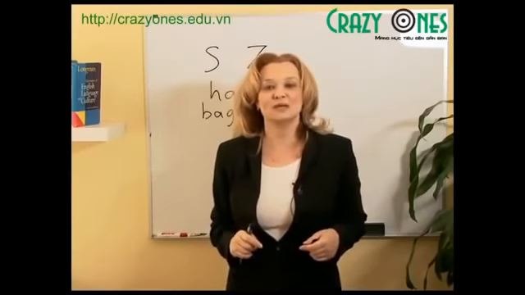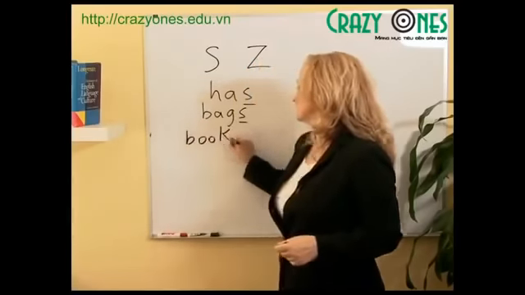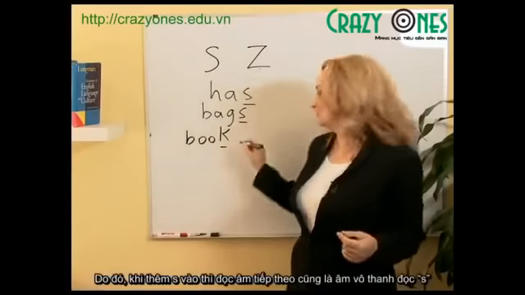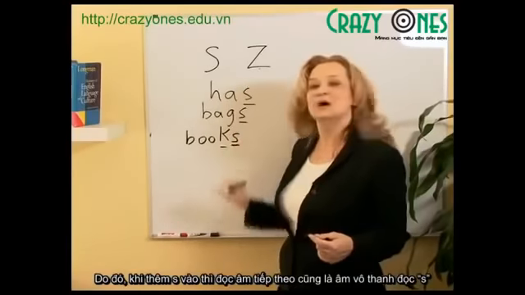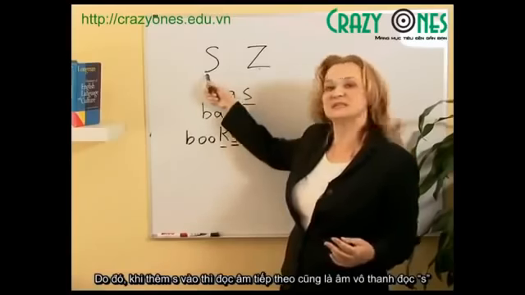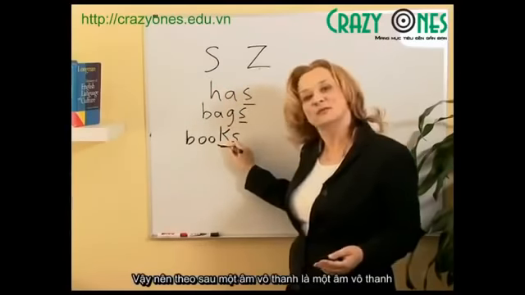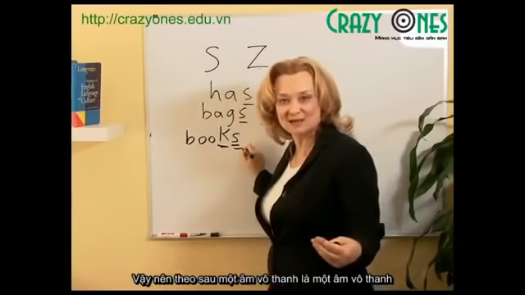For example, if we say "book," this K is voiceless. K, k, k. Therefore, the S that comes after that also remains voiceless, which is a S. Therefore, one voiceless sound next to another voiceless sound.